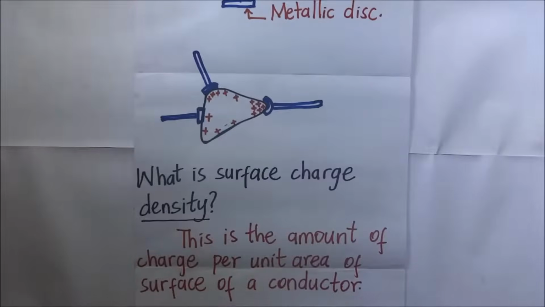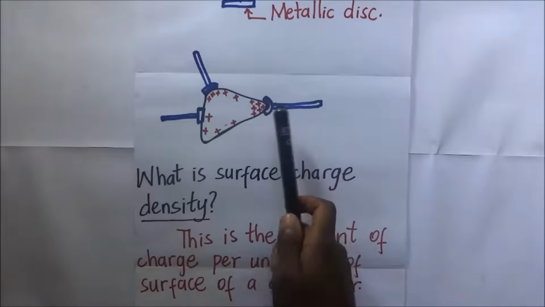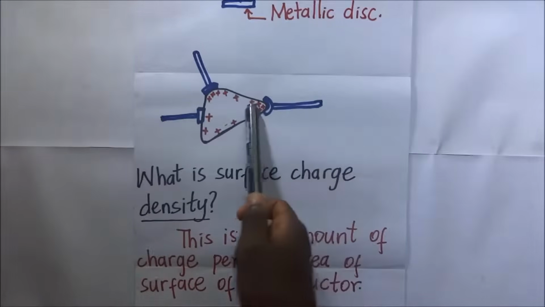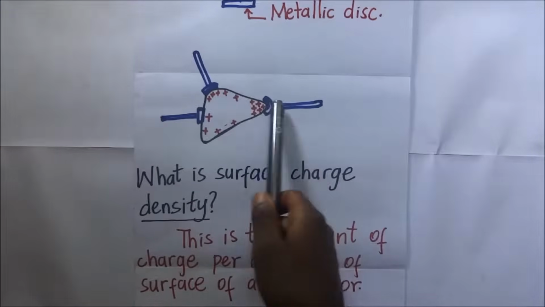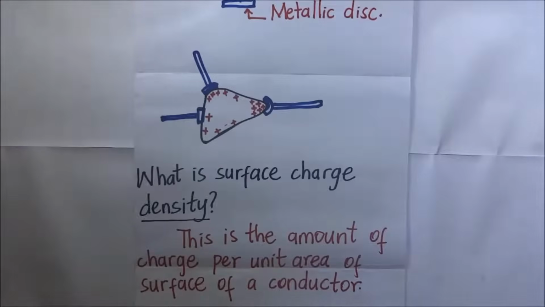I'll say that again. When a sharp-pointed conductor causes ionization of the air molecules around it, ions that are opposite are attracted towards the sharp point, and those ions neutralize it. So this apparent loss of charge by the conductor is what we call corona discharge.